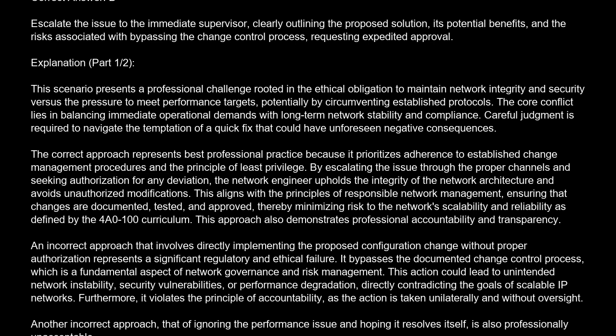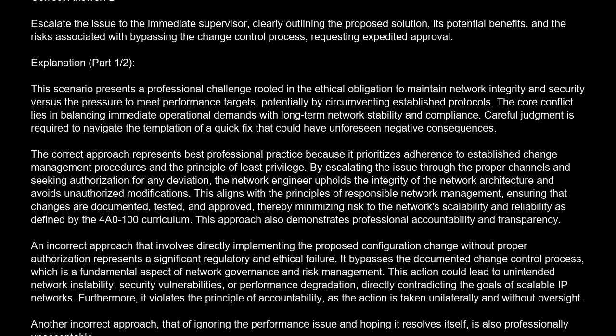The core conflict lies in balancing immediate operational demands with long-term network stability and compliance. Careful judgment is required to navigate the temptation of a quick fix that could have unforeseen negative consequences. The correct approach represents best professional practice because it prioritizes adherence to established change management procedures and the principle of least privilege. By escalating the issue through the proper channels and seeking authorization for any deviation, the network engineer upholds the integrity of the network architecture and avoids unauthorized modifications.